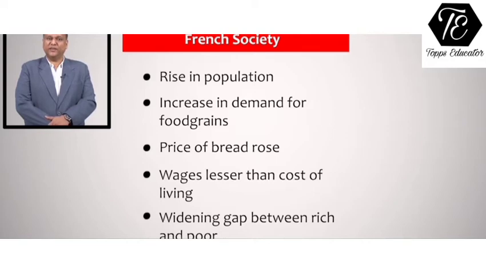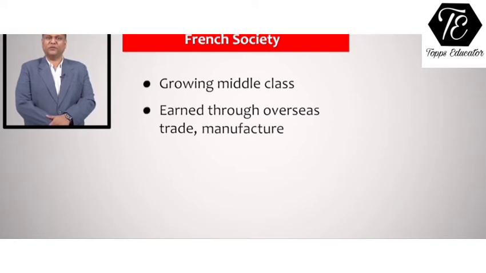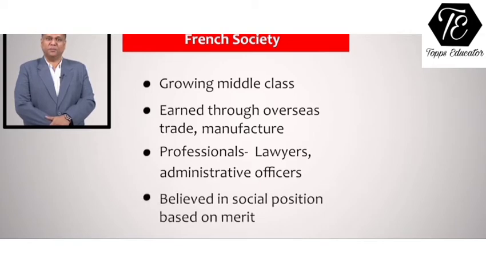The 18th century witnessed the emergence of social groups termed the middle class, who earned their wealth through an expanding overseas trade and from the manufacture of goods such as woolen and silk textiles that were either exported or bought by the rich members of society. In addition to merchants and manufacturers, the third estate included professionals such as lawyers or administrative officers. All of these were educated and believed that no group in society should be privileged by birth. Rather, a person's social position must depend on his merit.